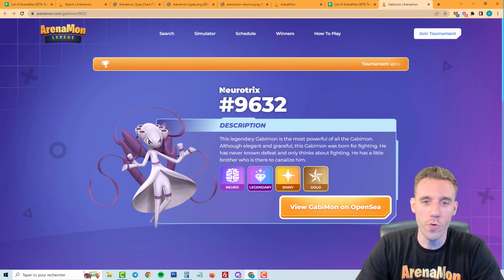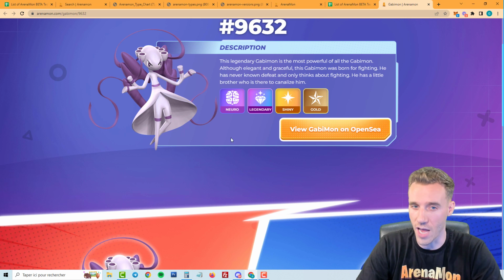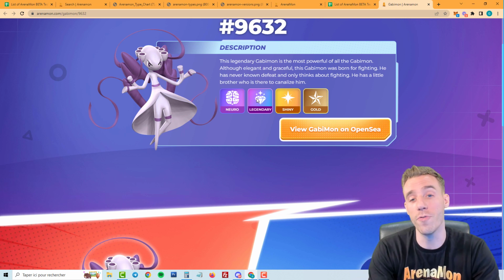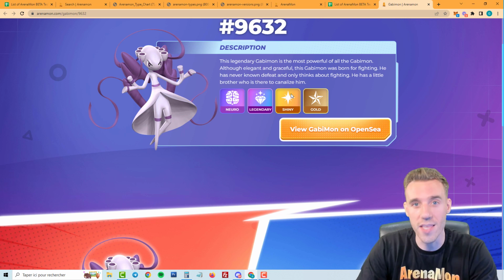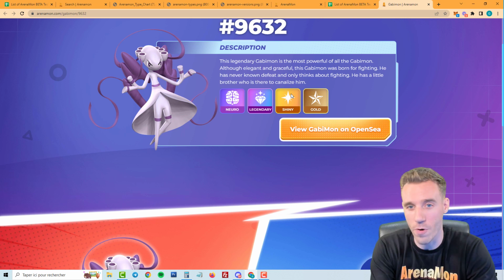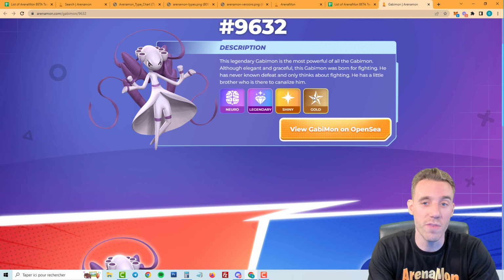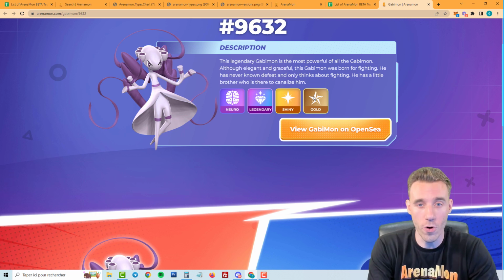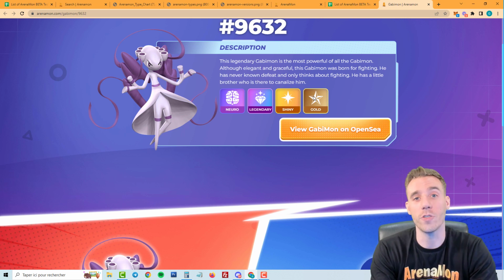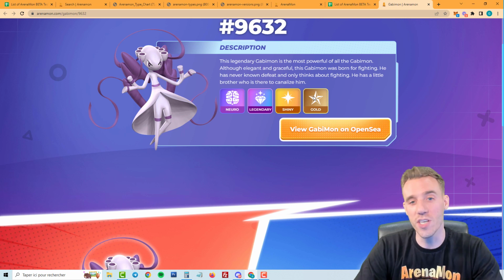This is Neurotrix, and this is a very good choice. Why? Because it's a neurotype, which is a powerful type. It's a legendary. A legendary will give you an extra 10% chance of winning a battle. This is a shiny. Shiny gives you an extra 10% of winning a battle. And this is a gold version, which gives you 3% extra chances of winning the battle. So overall, this monster has 23% extra chances of winning each battle, which is huge.